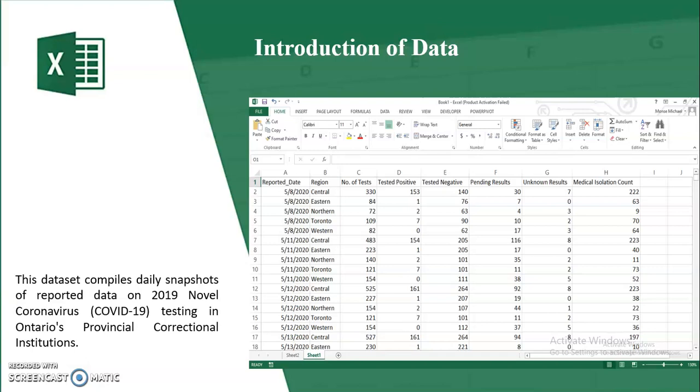The first variable is the reported date. The second one is the region, so it's a region in Ontario province, and the third one is the total number of tests that happened on that particular date in that particular region, and the fourth one is the tested positive cases, the fifth one is the number of tested negative cases, and the sixth one is the pending results. The seventh one is the number of unknown results, and the last one is the number of patients who are in isolation. And this is the data.